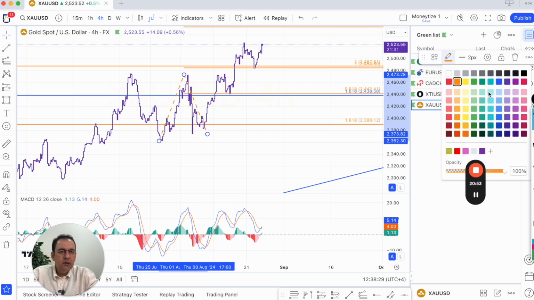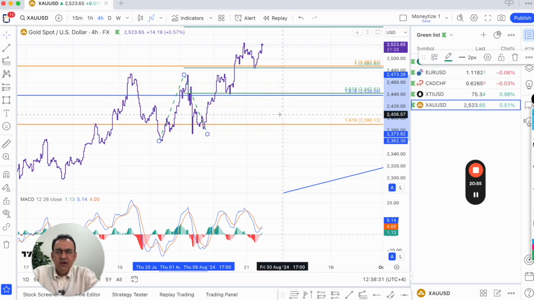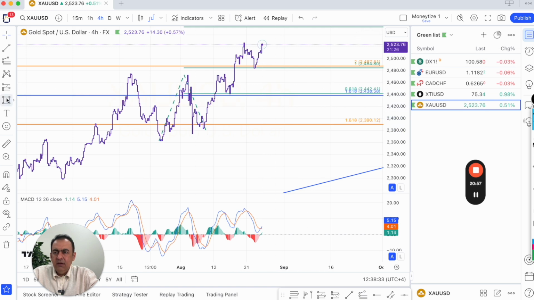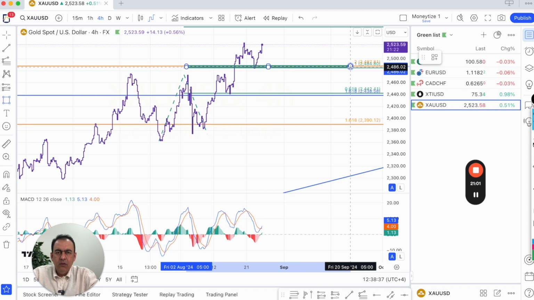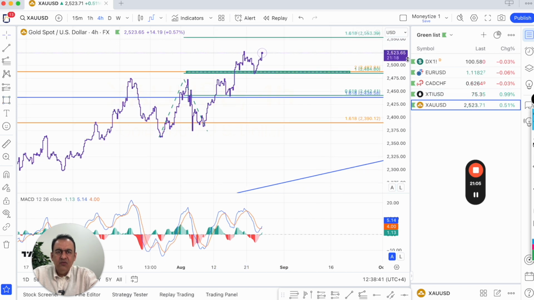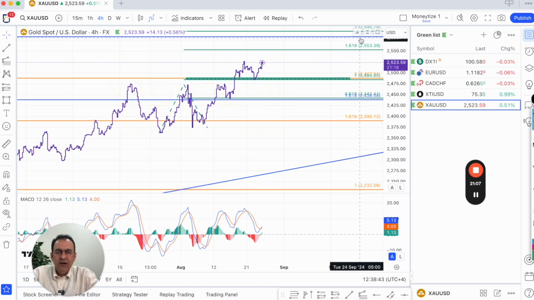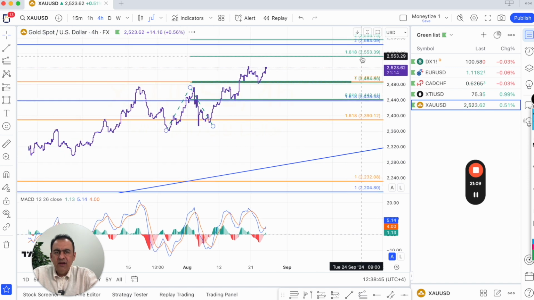I'm going to change the color to green this time, and we got the magnet zone support around 2484 to 2487, and the next levels inside are 2553, followed by 2583 and 2595. So anything between 2580 to 2600 is the target for gold.